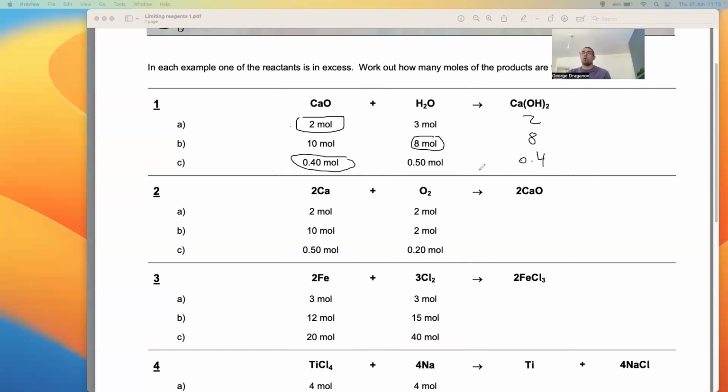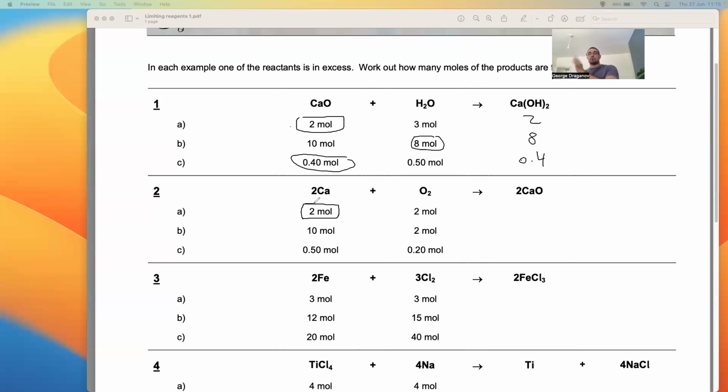Now, what happens if the ratio is not 1:1? We have a ratio of 2:1 here. So if 2 moles of calcium reacts, it should only react with 1 mole of oxygen. However, oxygen seems to be 2 moles. That means there is too much oxygen, making this the limiting reactant.